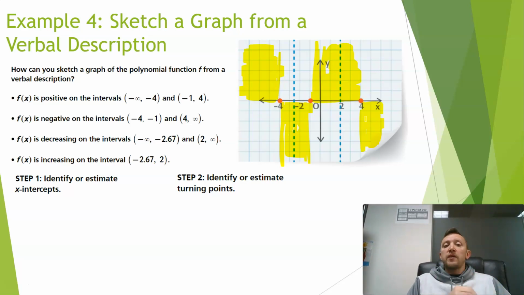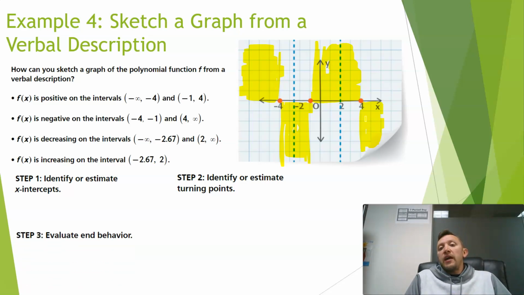And it's also going to be decreasing from 2 to infinity. So we could put another dashed line there where x would be 2, because from 2 to infinity, it's going to be decreasing as well. And then we can stick with those same dashed lines, because in between those is where it should be increasing. And sure enough, it says that it's going to increase on the interval from negative 2.67 to 2.